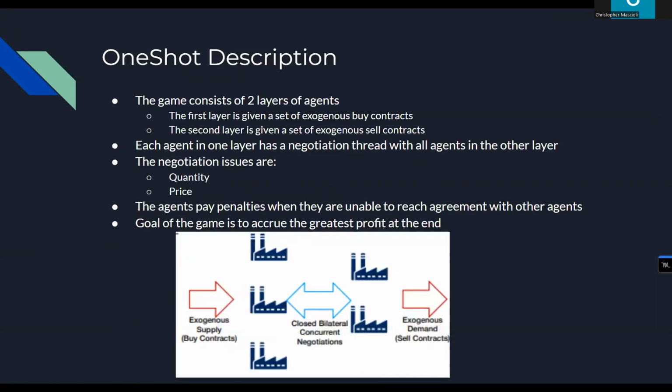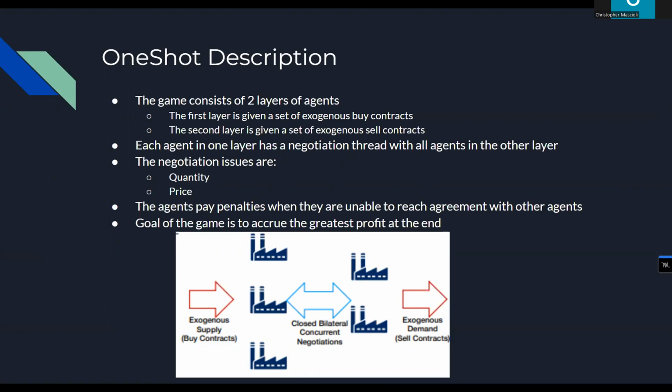So some general information about the game is the game consists of 2 layers of agents. The first layer is given a set of exogenous buy contracts, and their goal is to sell their items for the highest price possible. The second layer is given a set of exogenous sell contracts, and their goal is to buy the items from the first layer at the lowest price possible.